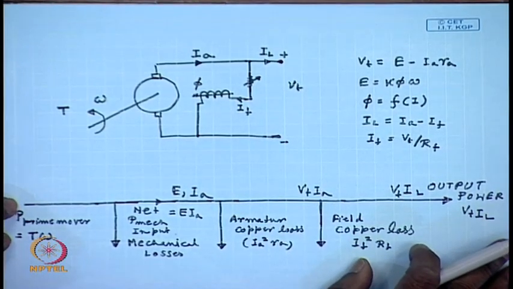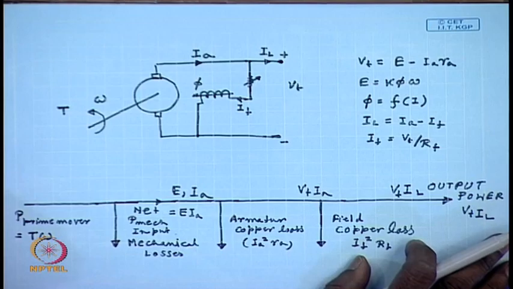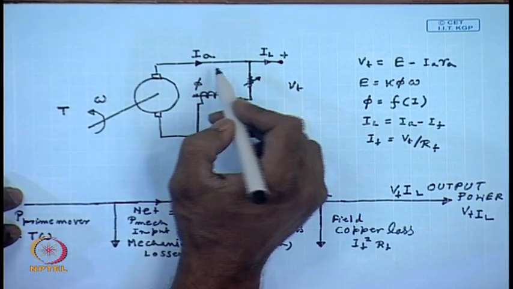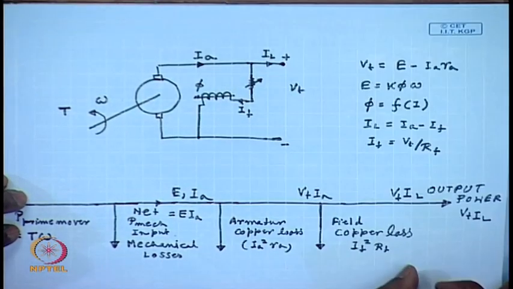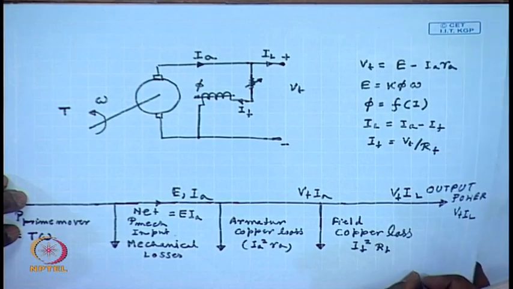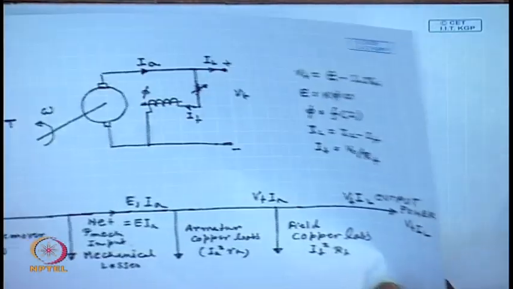Now, what will happen if the rotational speed is less such that E is less than Vt? In that case, the direction of current through the same generator will reverse, and now the machine will work as a motor.